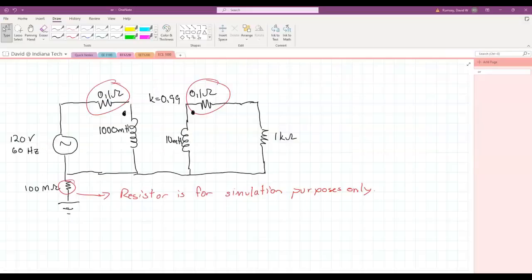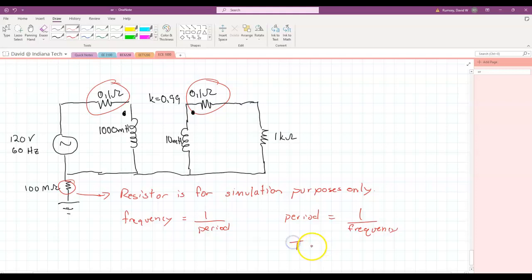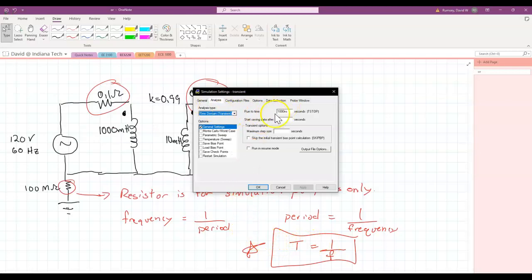Now, frequency is equal to 1 over the period. Or you can think of it as the period of the signal is 1 over the frequency. And capital T is used for period, and then lowercase f for frequency. So that's very important to know. Whenever you have an AC signal, you should always be using that equation I started.